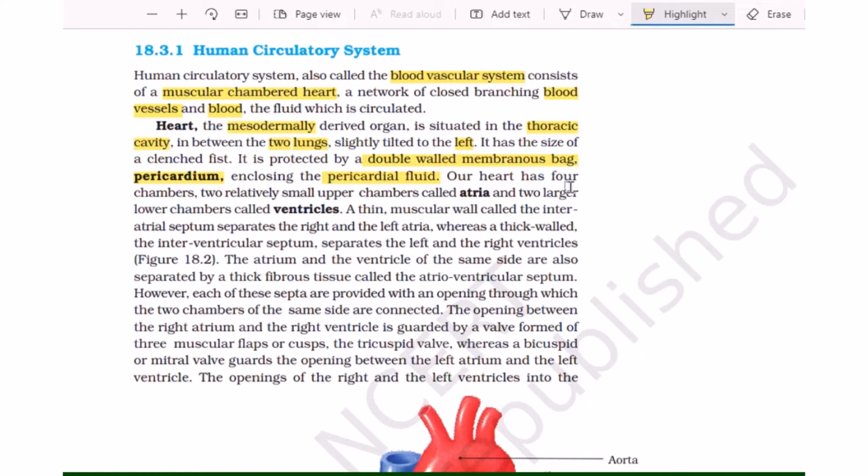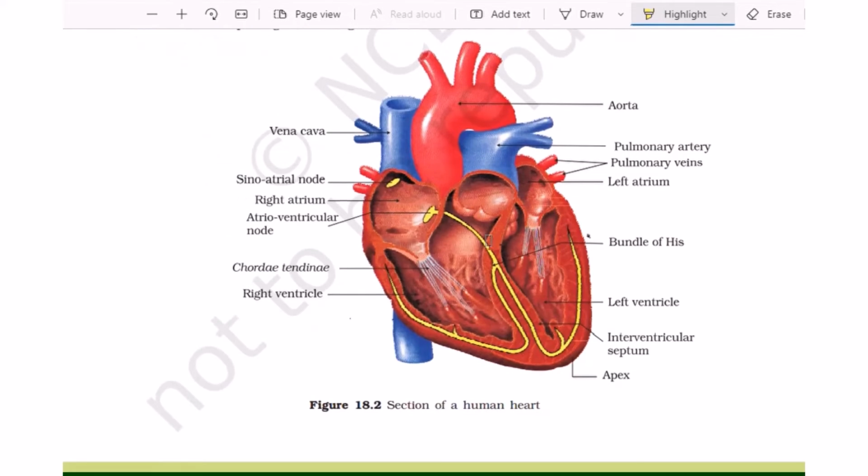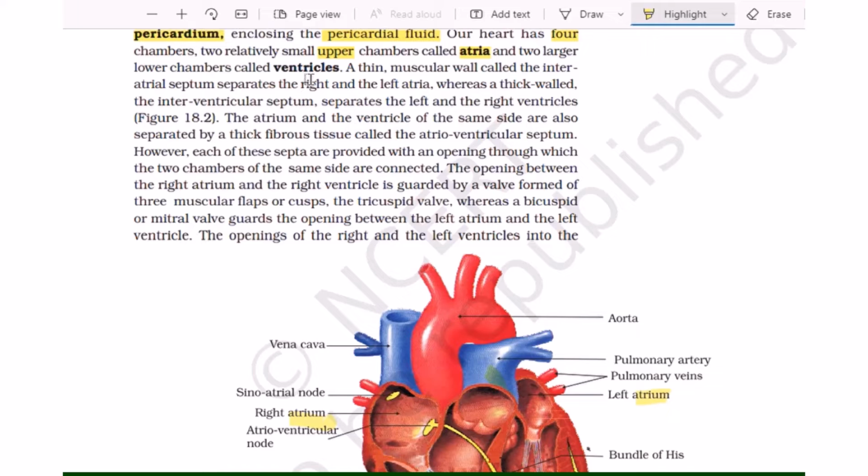And there are four chambers in our heart, and the upper ones are the atria. So these are the atria, that is the top chambers, and the lower ones are called the ventricles. On top you have two atria, that is the right atrium and the left atrium, and on the lower side of the heart you have two ventricles, and these are the lower chambers.